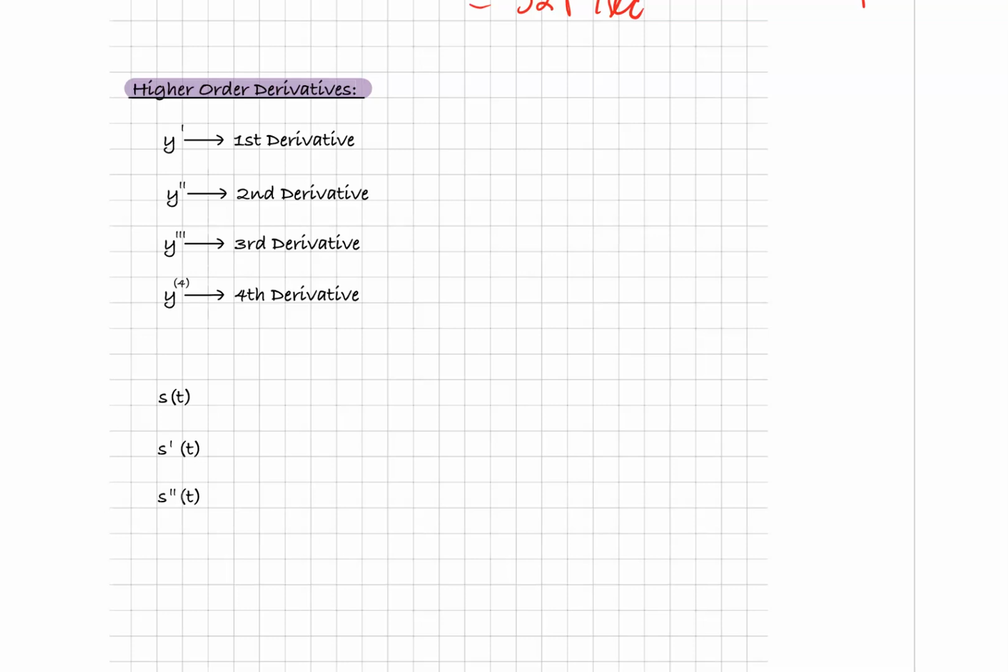Y with 3 marks is your third derivative, and then we get tired of making those marks, so we say y with a parentheses 4, and that's your fourth derivative. But you can see that if I move beyond my first derivative, it is a stair step. I cannot jump to the fourth derivative without any work in between. I can't jump to the third derivative without finding the first or second. So it is a progression, and if you're ever asked for a derivative of second, third, fourth, etc., you will have to find all the derivatives in between.